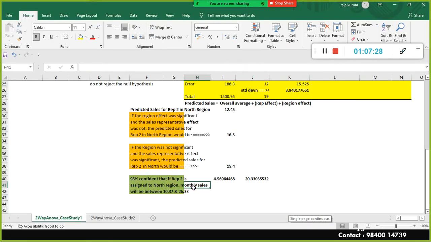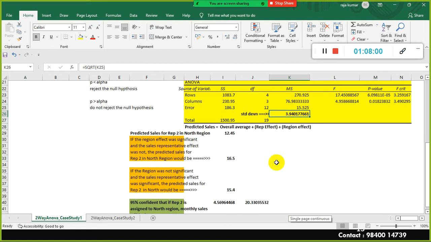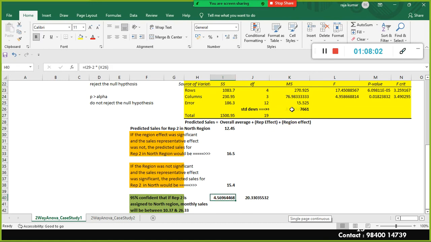So now what I am going to do is I just computed the standard deviation, square root of K25. Here it is given as something like error. If you take the square root of this error, we get the standard deviation. This is a kind of variance. If you take the square root of the variance, you will get 3.940. So here plus or minus 2 standard deviation, you need to do this: minus 2 into this one, you need to multiply it.